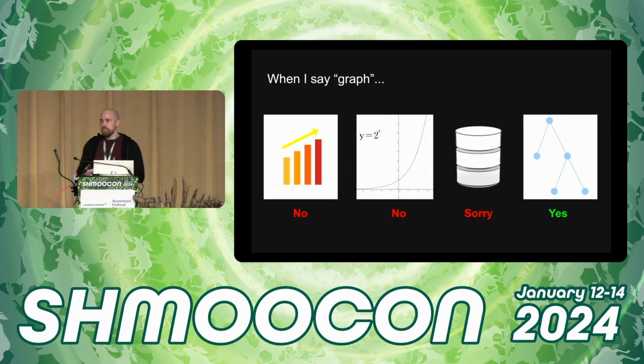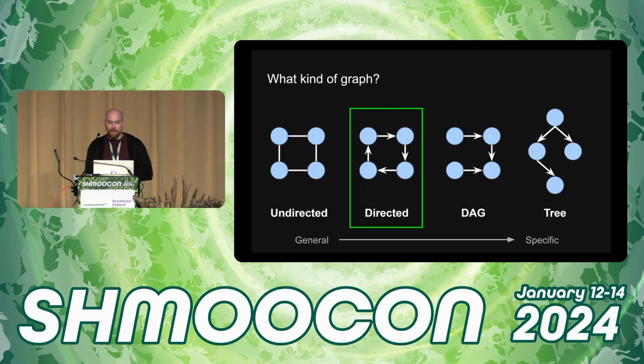So first things first, when I say graph, it means a lot of things in the English language. Not talking about bar charts. Sorry if you came here to learn about graph databases. We're talking nodes and edges, or vertices and edges, if you prefer. And even within that, I'm talking more specifically about directed graphs.